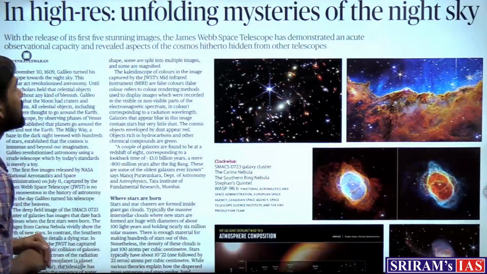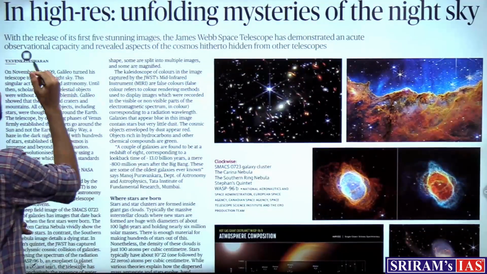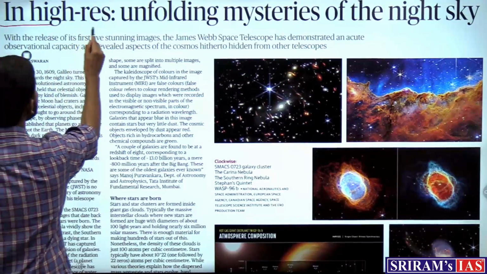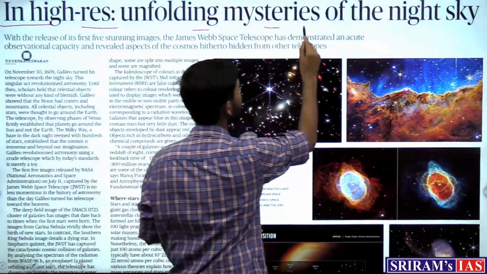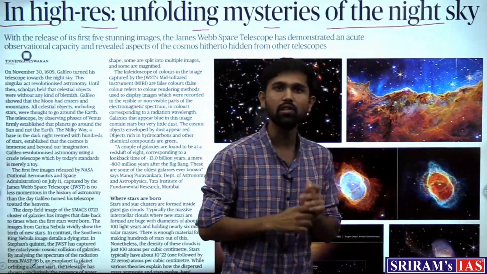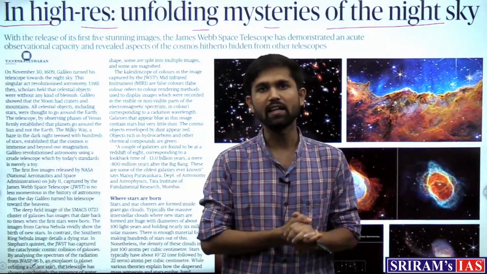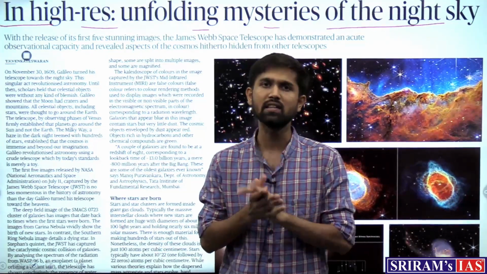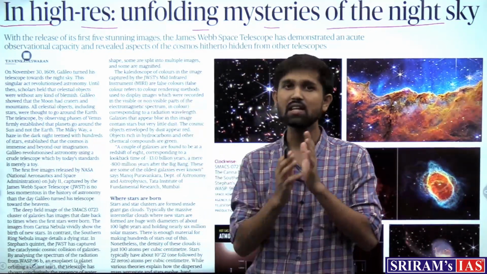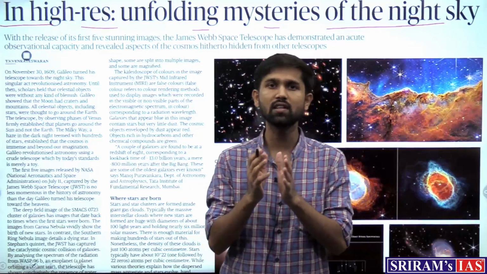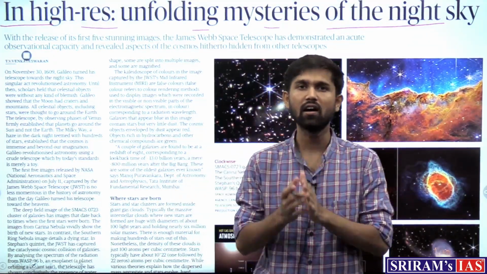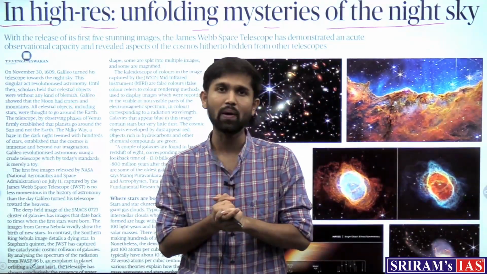The first article which appears in the Text and Context section reads, "In high resolution, unfolding mysteries of the night sky." Now this first article pertains to the much talked about images that have been put out by NASA, which have been captured by the James Webb telescope. This was the telescope that we had discussed in yesterday's session as well, and another set of images have been released by NASA, which this telescope has captured.